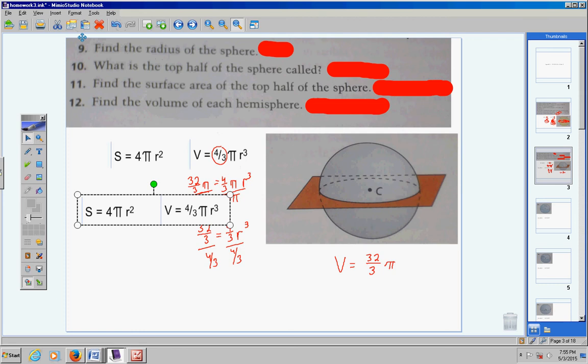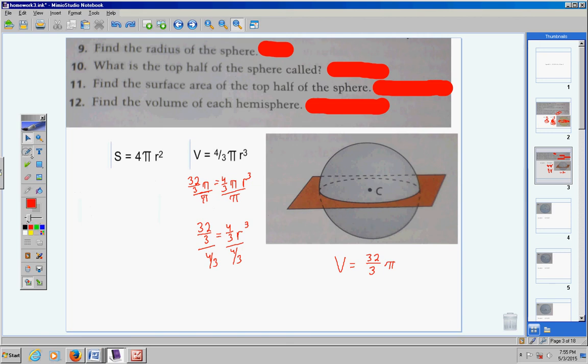Alright, hold on 1 second, please. Did not mean to do that. So I divided both sides by pi, okay? Now, after I do that, then I'm going to divide both sides by 4 thirds. So 32 over 3 divided by 4 thirds. Use a calculator if you need to, guys, okay? I can do it over here if you want to see it. 32 over 3 divided by 4 thirds. Remember, when you're dividing fractions, you flip it and multiply.